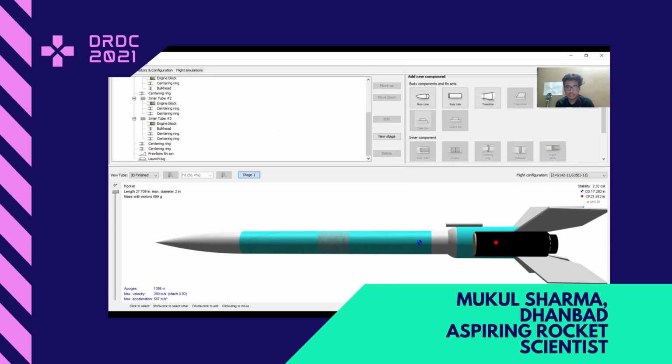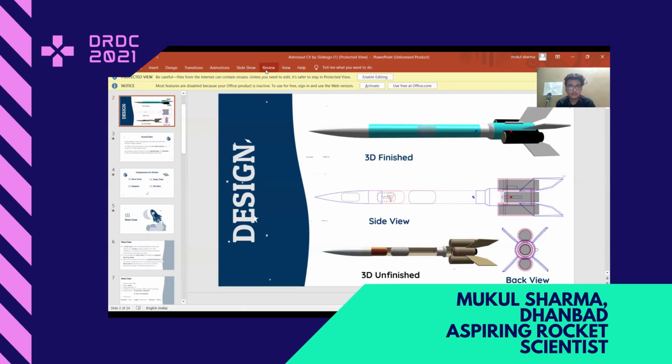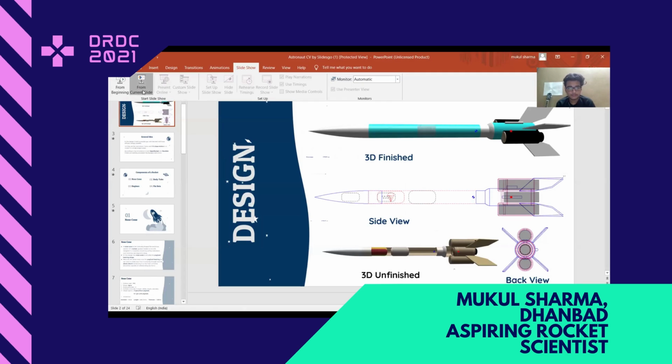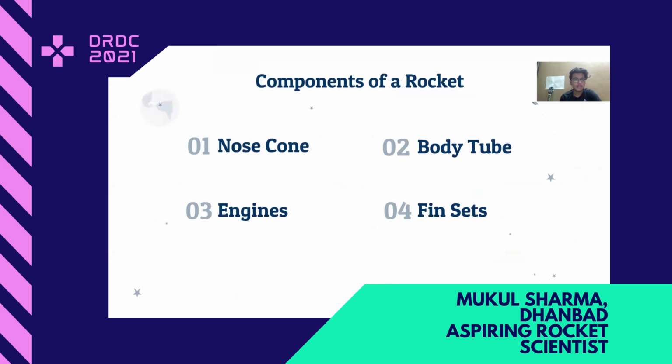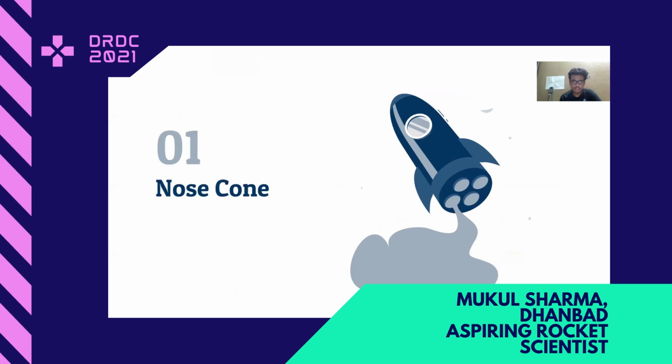Now let's look at our presentation. In this design, I try to provide you with the best and most efficient design possible, and I have to fully use the restrictions. I use three G-class motors in a cluster, and I did the simulation. I made this in OpenRocket, and I did a confirmatory simulation on RockSim. These are the components of a rocket. There are essentially four components: the nose cone, body tube, engines, and fin set.